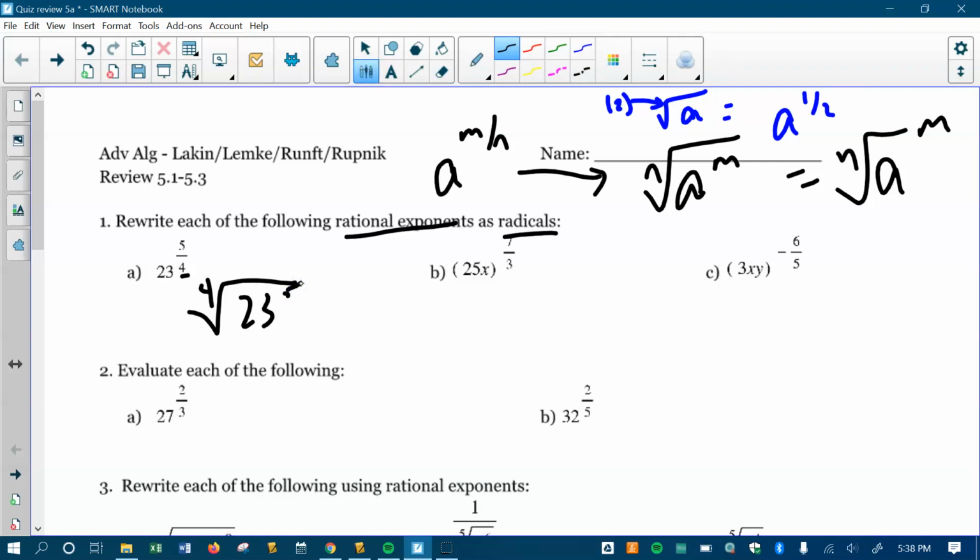For 25x in the parentheses, let's set up the root, and let's make sure we throw 25x in the root. And again, we got a 3 here, so we'll put a 3 here. We have a 7 in the numerator, and the 7 in the numerator has to go to both 25 and x. Okay, so there's that one.